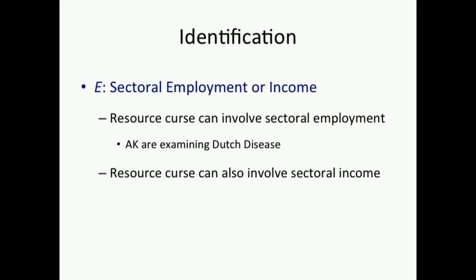For E, we're going to look at sectoral employment or income. They're looking at Dutch disease, so they're very focused on employment. But as I said, we're actually interested in income as well. One of the reasons to be interested in both is when you're looking at a really long time period, coal in particular and agriculture have experienced enormous productivity improvements, such that the number of workers has fallen even as the output has stayed relatively stable or even risen. And so you actually want to, at least in theory, look at both.